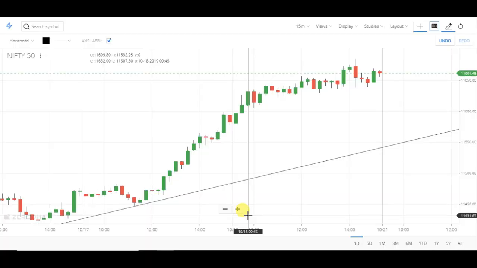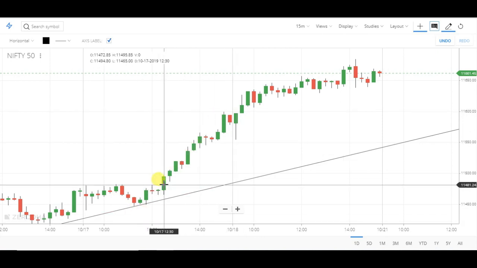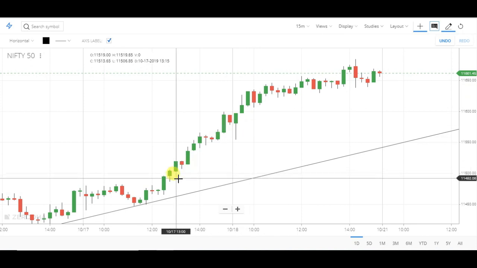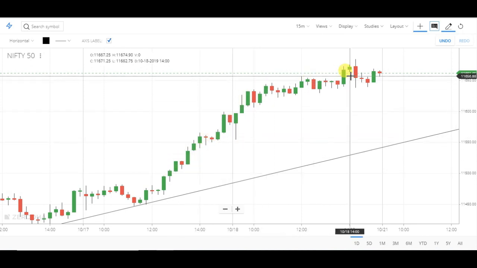Before we start our option chain analysis, let's see what Nifty has done today. If we see today's opening, it was around 11,580, and we can see that Nifty continued yesterday's uptrend for the whole day. We can clearly see that this is the uptrend Nifty was following for the whole day.